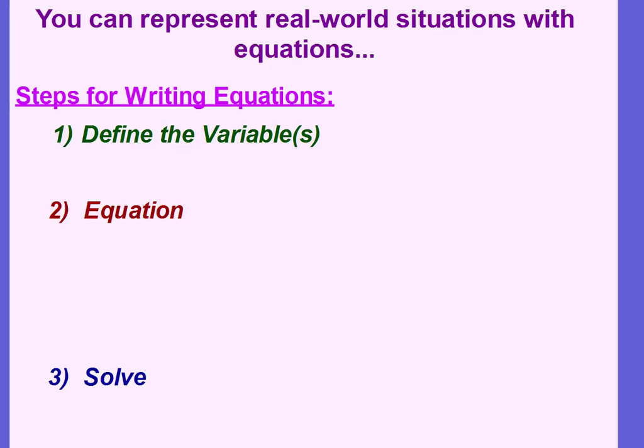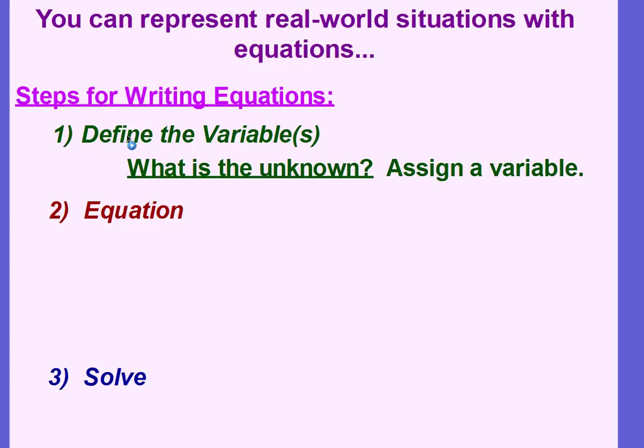Okay, we can represent real-world situations with equations. There are some steps for writing equations. The first step is to define the variable or variables. As you go into higher math, you're going to have more than one variable, but for 6th grade, we're only working with one. And you need to ask yourself, what is the unknown? What is it you do not know? And that's what gets assigned a variable. Sometimes you'll be given the variable to use, and sometimes you get to choose your own variable.